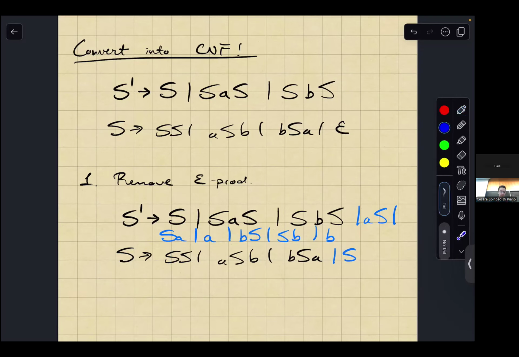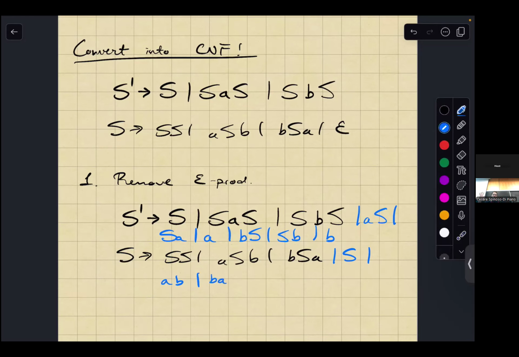And then, of course, I'm not going to consider replacing both by epsilon, because then I would just add back the epsilon production rule, and that would be pretty silly. So I'm not going to do that. Then I can replace this S with epsilon, so I get AB. And I can also replace this S with epsilon, so I can get BA.